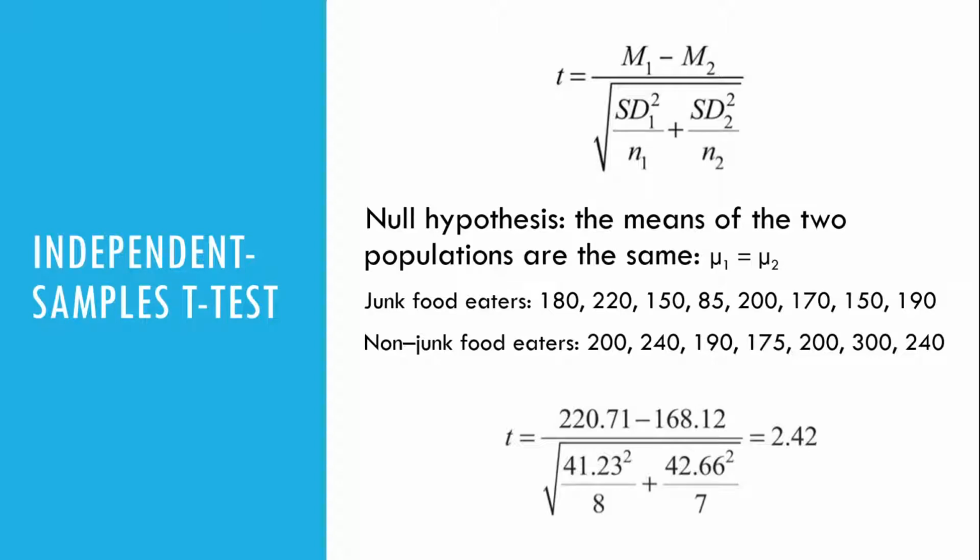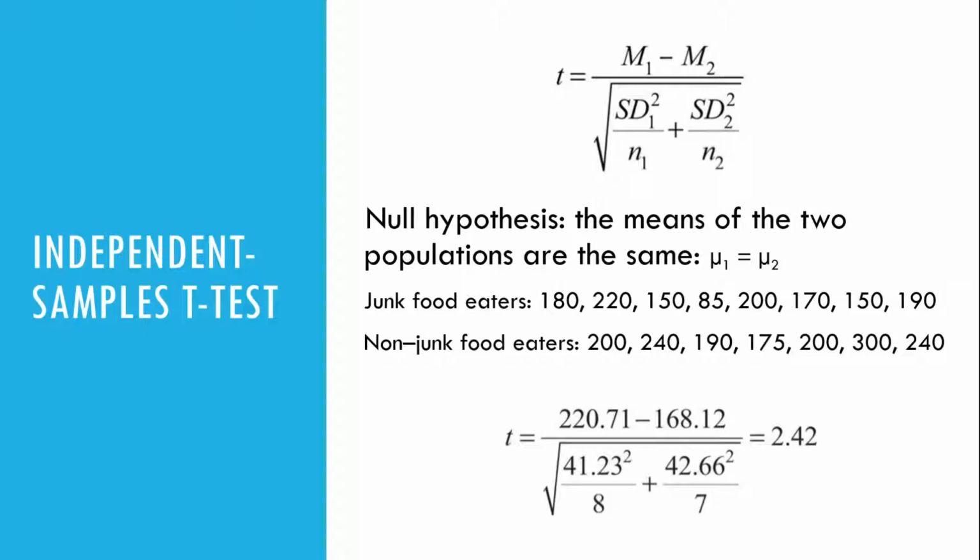The formula is as shown at the top of the screen. Notice that this formula includes squared standard deviations, the variances, that appear inside the square root symbol. Also, lowercase n1 and n2 refer to the sample sizes in the two groups or conditions, as opposed to capital N, which generally refers to the total sample size. The only additional thing to know here is that there are n-2 degrees of freedom for the independent samples t-test.